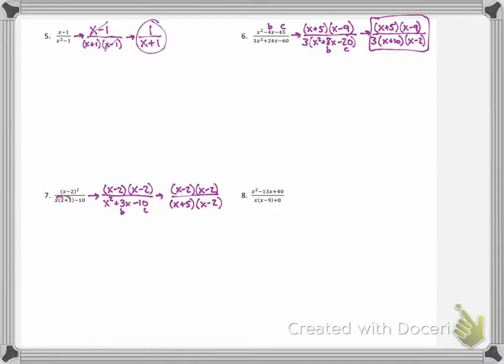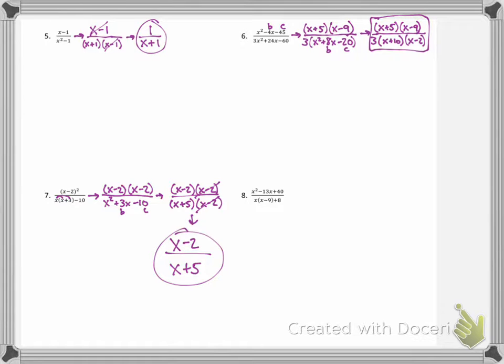Now, when it comes to canceling, just like in regular fractions, you have to have one-to-one canceling. So I see 2 x minus 2's at the top, 1 x minus 2 at the bottom. They do not all cancel out. I can only cancel out one of the x minus 2's at the top because there's only one x minus 2 at the bottom. So I'm only going to cancel out one of each, and that'll give me a final answer of x minus 2 over x plus 5.